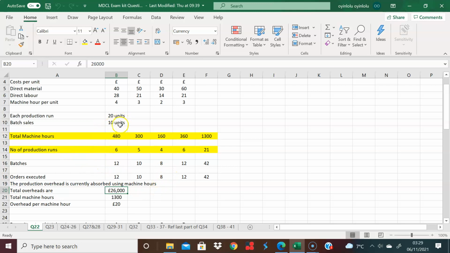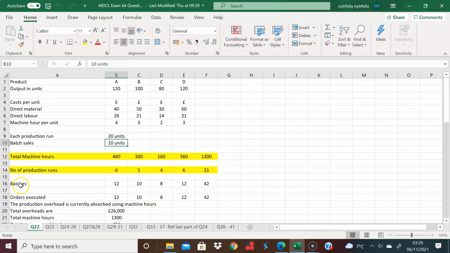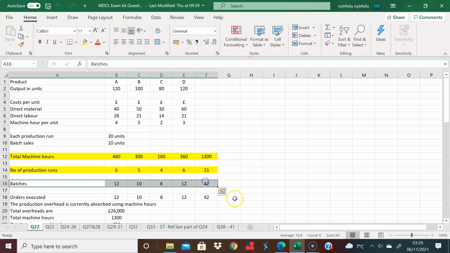In terms of batch sales, right? I'm selling. I should actually use a different color here.